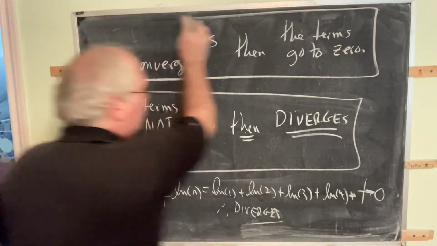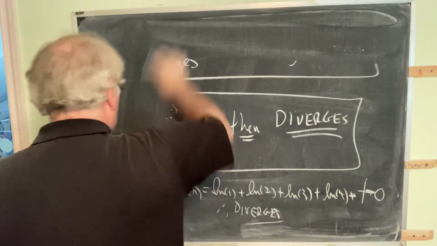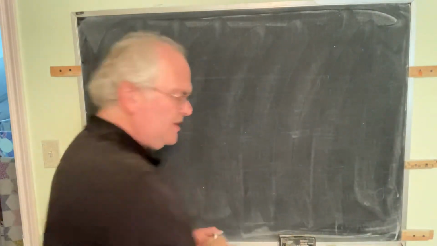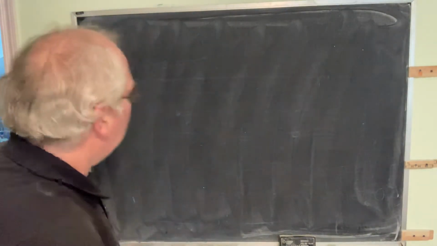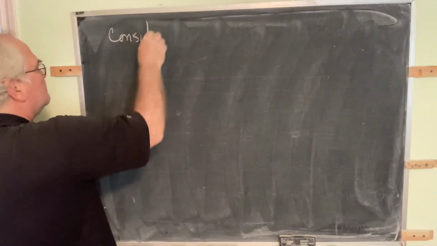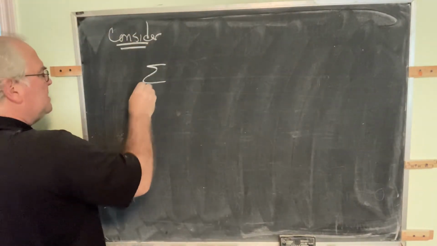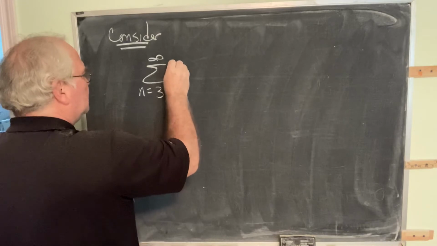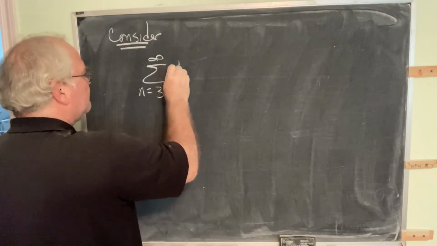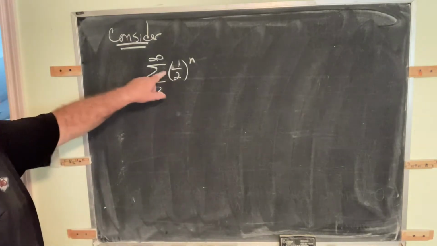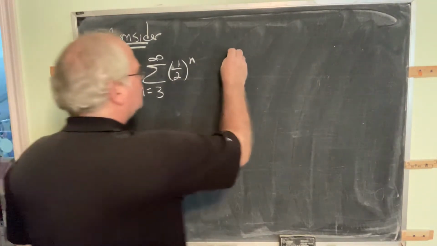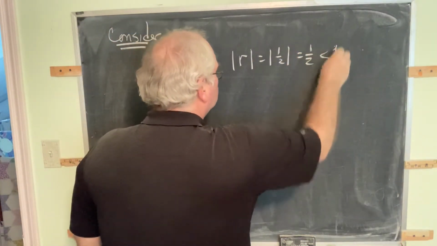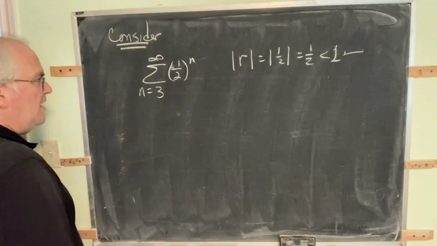There was one other little example I wanted to throw in at the end here. I probably should have put this earlier in the video when we were talking about geometric series, but I want to go ahead and insert it here because I don't want it to get left out in the cold. Consider the sum as n goes from 3 to infinity of 1/2 to the nth power. This is a geometric series where a is 1 and r is 1/2. So this does converge.